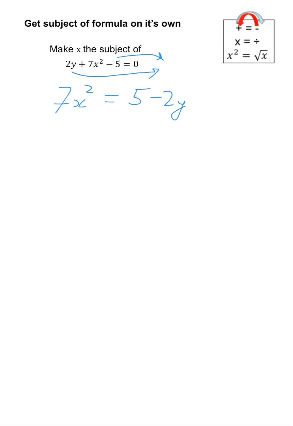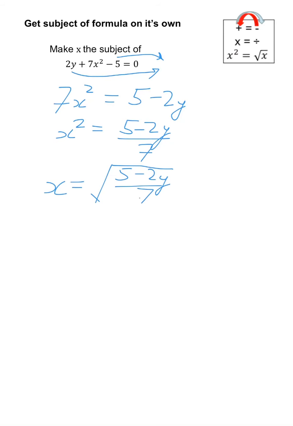Now I have that 7 in front of the x squared, so I need to get rid of that. So I need to divide by 7. So x squared is equal to 5 minus 2y all divided by 7. Now it's x I need on its own, not x squared. So to get rid of the squared, I will square root the other side. So x now is equal to the square root of 5 minus 2y all over 7.